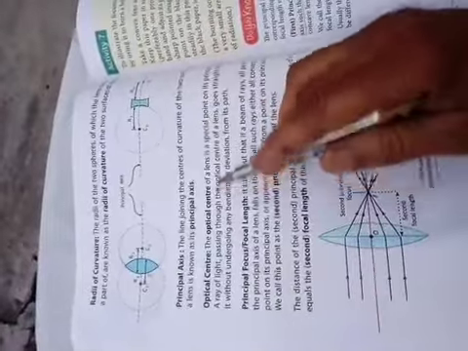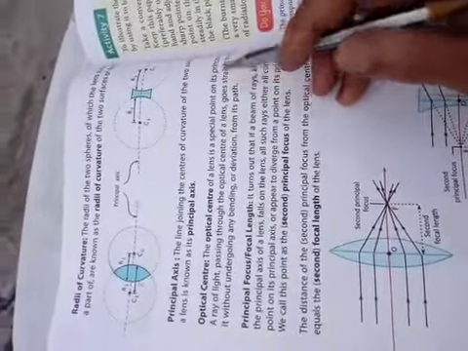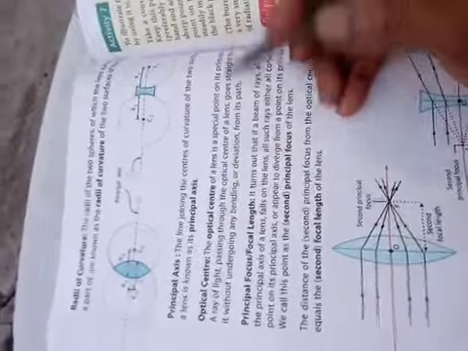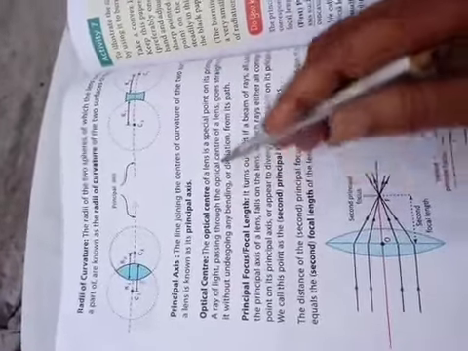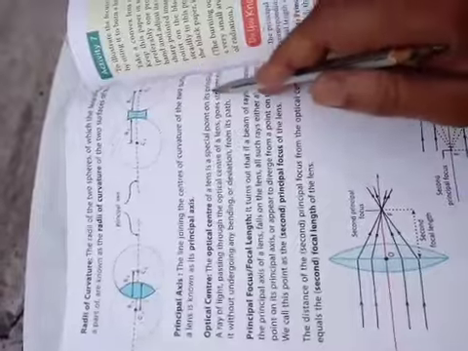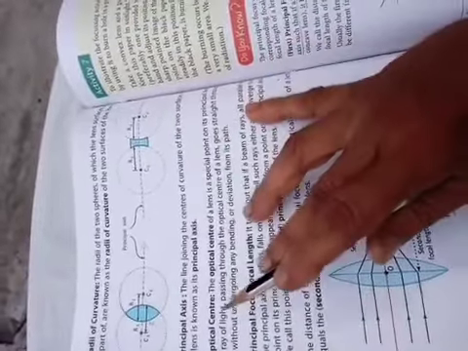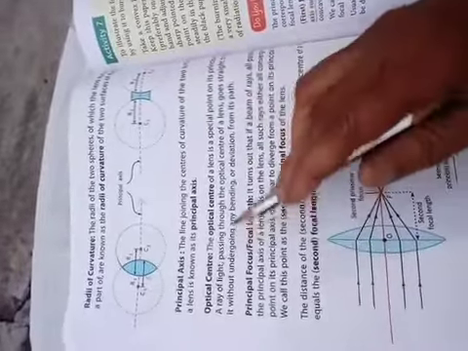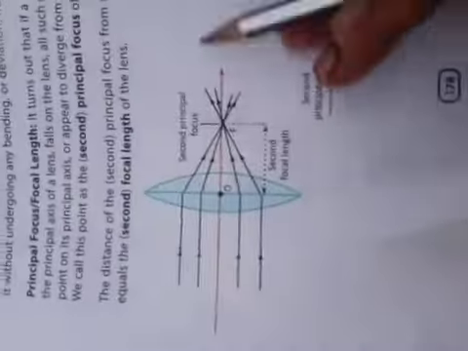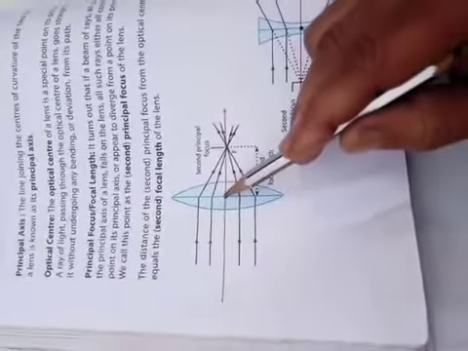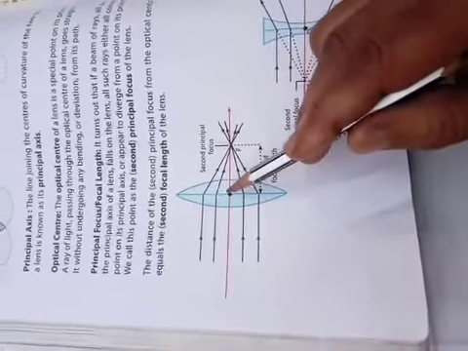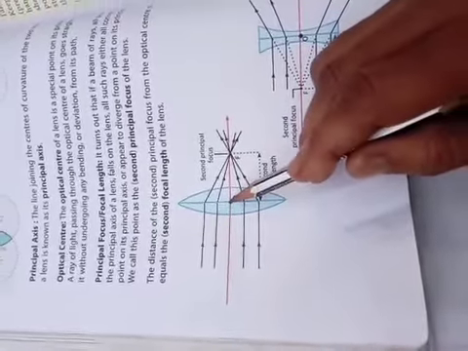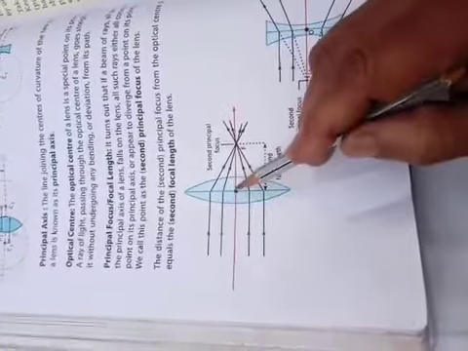What is the optical center? The optical center of a lens is a special point on its principal axis. A ray of light passing through the optical center of a lens goes straight through it without undergoing any bending, refraction or deviation from its path. That is called the optical center. Just see in this picture, this is a convex lens, and this is a central point, a point on the principal axis.